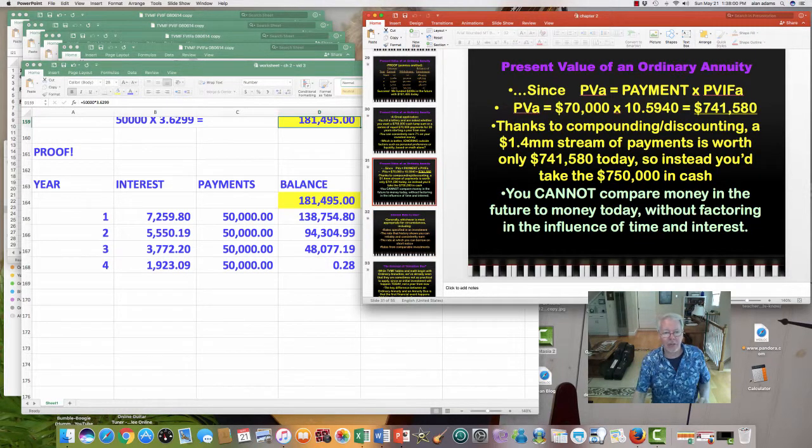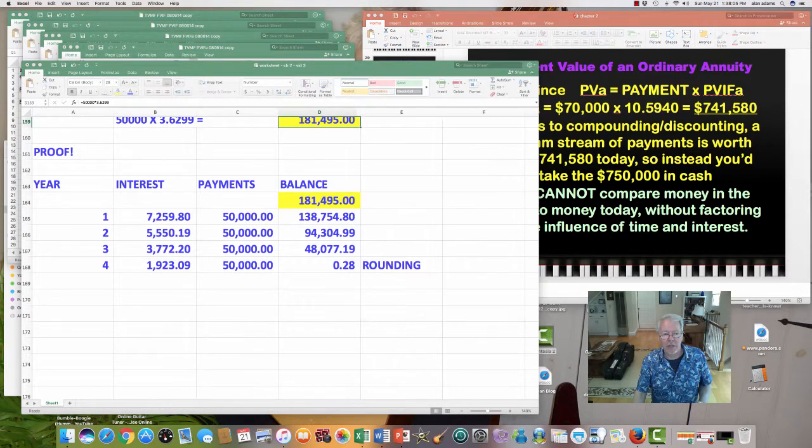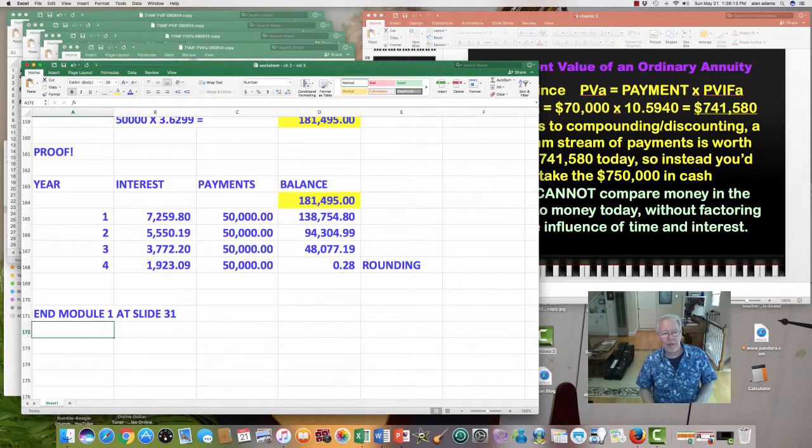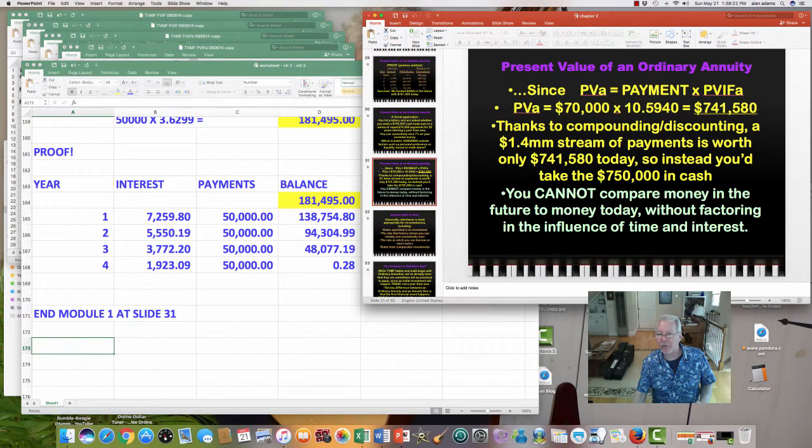So the very last slide that I want you to be concerned with is going to be slide 31. I'm going to say end module 1 at slide 31. Okay? That's all we have to do. Now, I have a few minutes left, so I'm going to show you very quickly if these amounts equate.